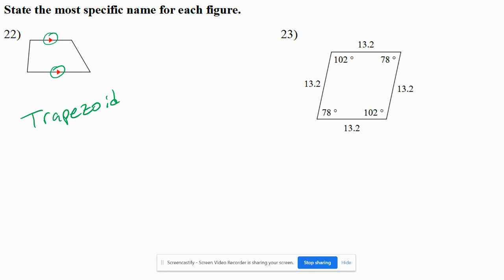Looking at question number 23, I noticed that all the sides have the same length, right? 13.2. The angles don't, but the sides do. Therefore, I'm going to call this rhombus. If you need to review special quadrilaterals, do review special quadrilaterals.